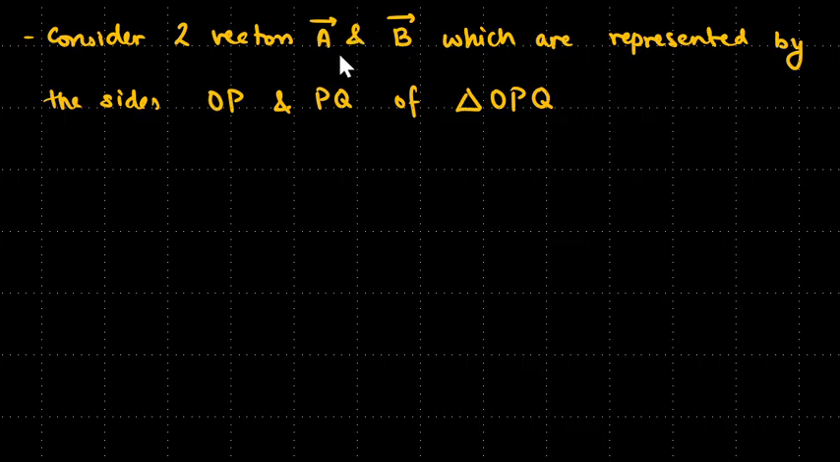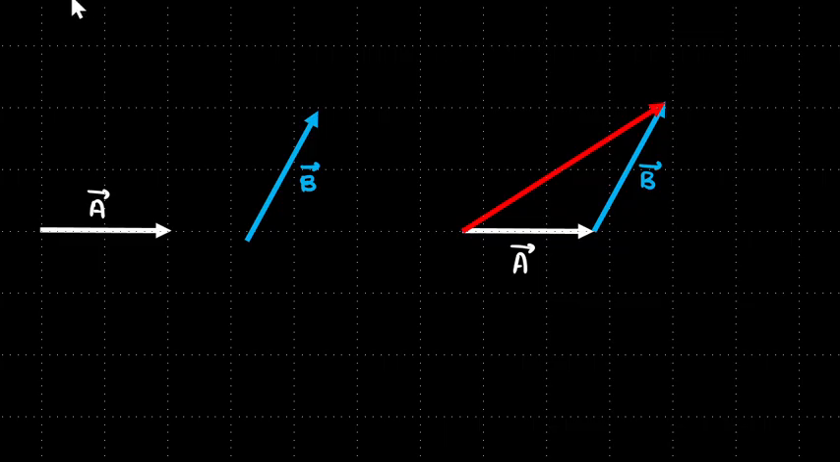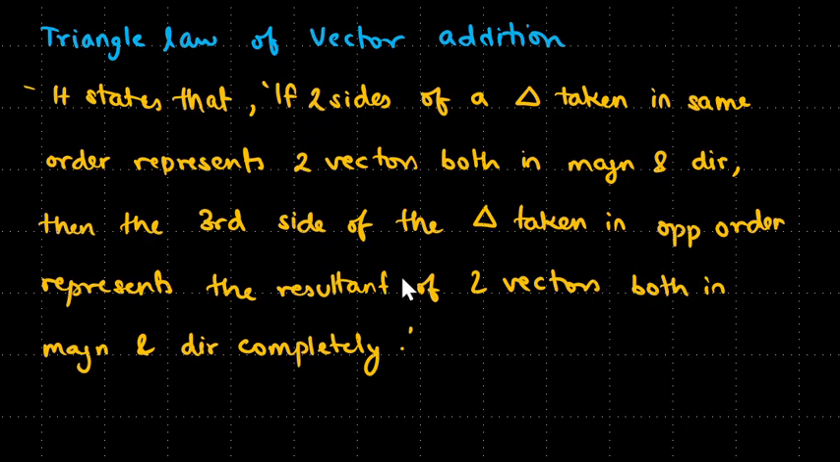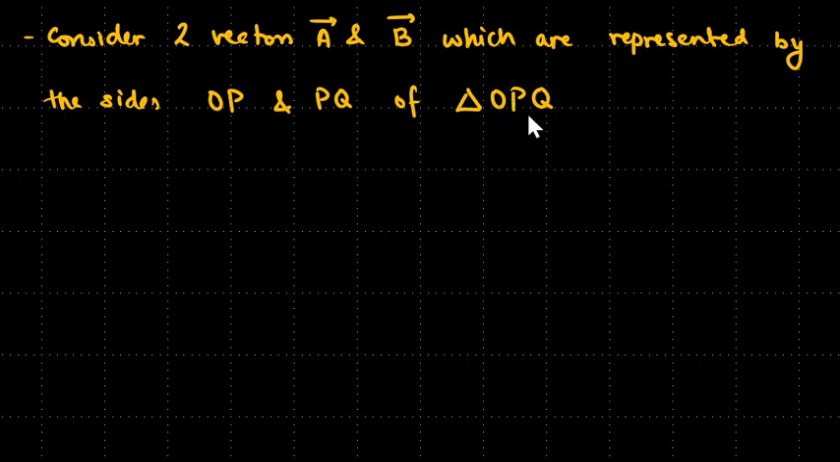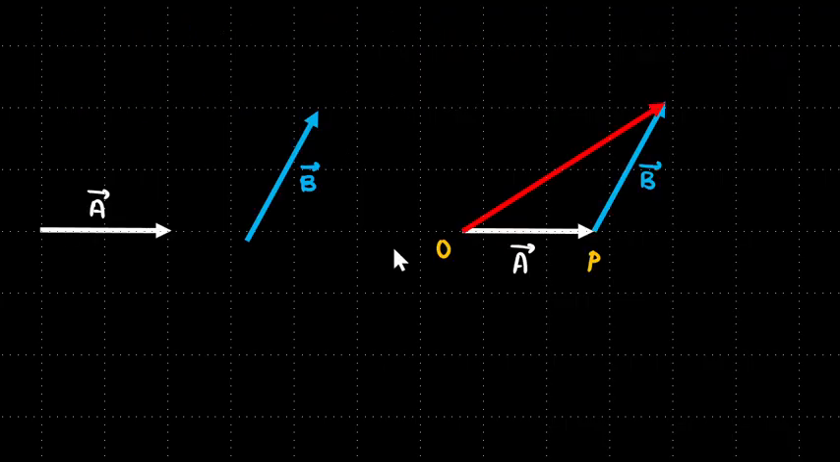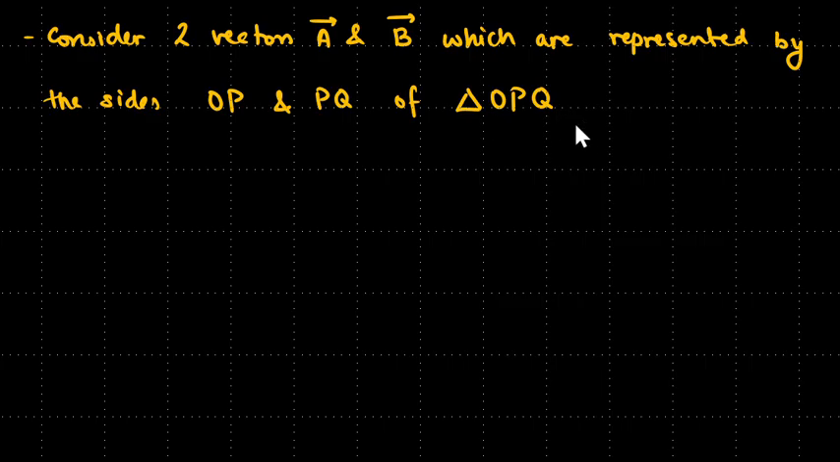And we said that A will be represented by the side OP, so it will be, let's make it this color, OP. And similarly, the other side B is going to be represented by PQ in the triangle. So this will be P and PQ. So in the triangle OPQ. Makes sense, right? So this was the first part.